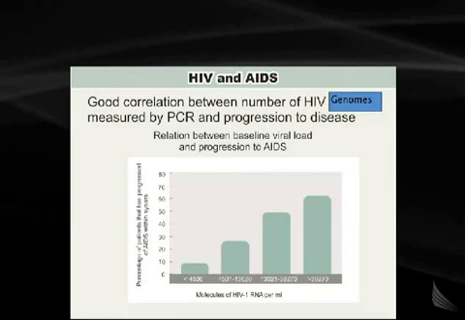This figure shows the correlation between HIV and AIDS. There is a good correlation between the number of HIV genomes measured by PCR and the progression to disease. So you can see the more HIV RNA genomes you have, the more likely you are to have AIDS.